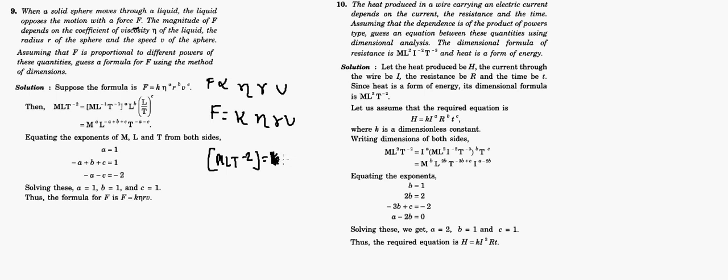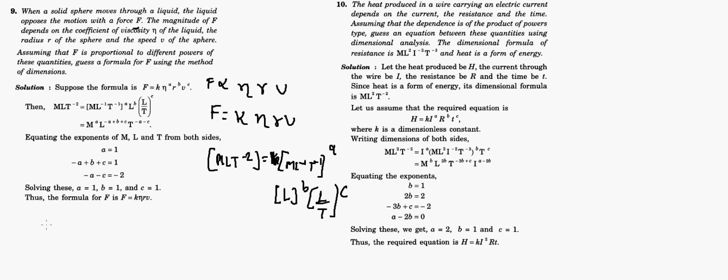Okay, so eta is nothing but the coefficient of viscosity, right? We have already discussed the coefficient of viscosity in the previous problem. It will be M L^-1 T^-1. So let the power for eta be a, for length let it be b, and it also depends on the velocity, so L T^-1, let the power be c.